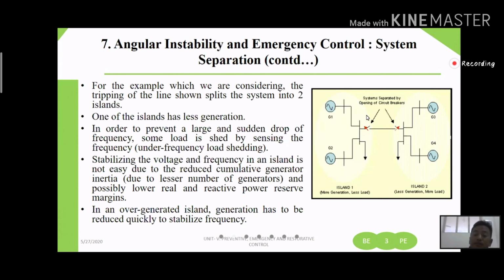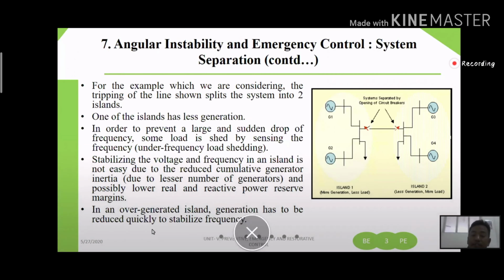Okay, to say theoretically it's very easy, but stabilizing the voltage and frequency in the island is not easy. It's not easy due to the reduced cumulative generation inertia and possible low real and reactive power reserve margin. So theoretically we can say, but practically it will be very difficult, but we have to do that.